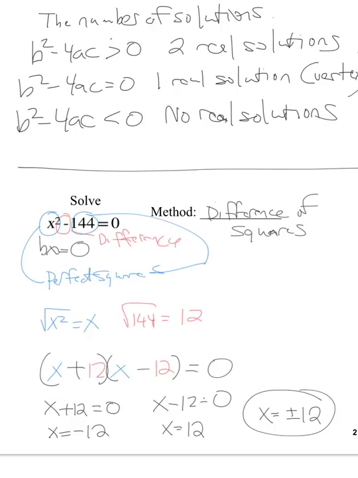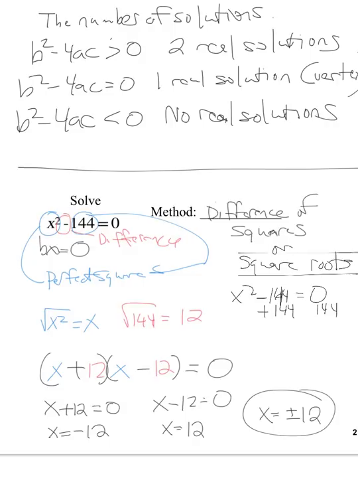Another alternate way to solve this is by using square roots. In this case, we'd take x squared minus 144 is equal to 0. We're going to add 144 to both sides of the equation. So I'm going to designate that over here. And we'll get x squared is equal to 144. Take the square root of both sides, and you get x is equal to plus or minus 12. Both of those are a very valid way for solving the problem.